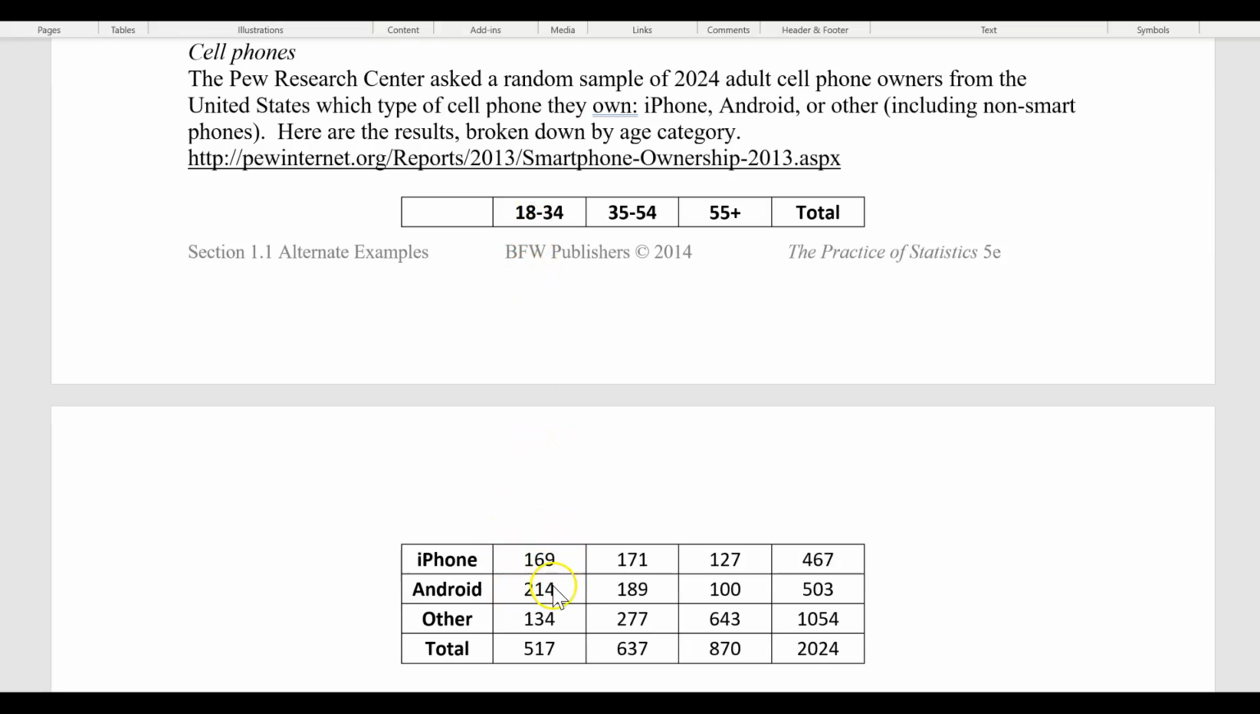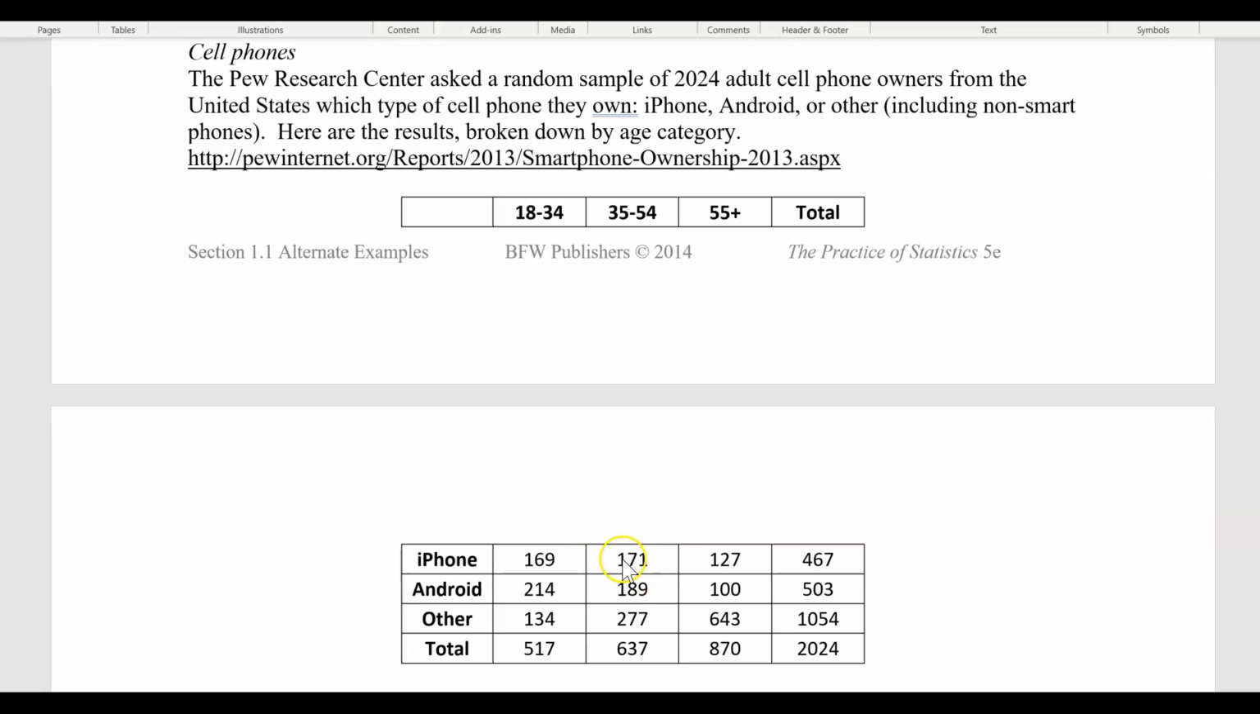169 had iPhones, 214 had Androids, and 134 had something else. Okay, so for a total of 517. Then I look at this group, 35 to 54, 171 of these folks, 189. So just to point out something real simple that I think anybody can understand.